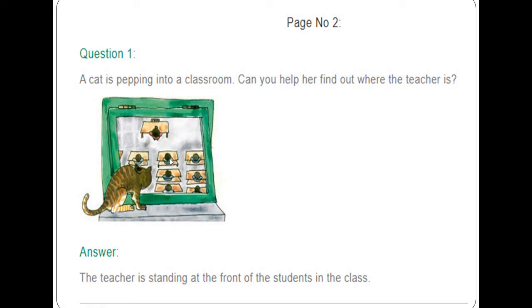So you need to tell the cat what is the position of the teacher. How will you tell? See the answer. The teacher is standing at the front of the students in the class. See, this is the teacher. What is the position of the teacher? The teacher is standing in front of the students, because this cat is sitting behind the students. Understood?